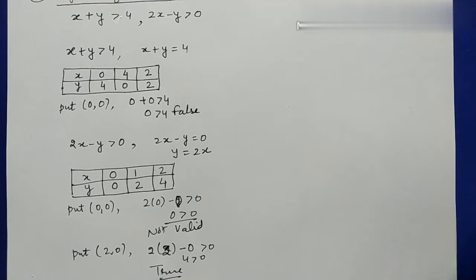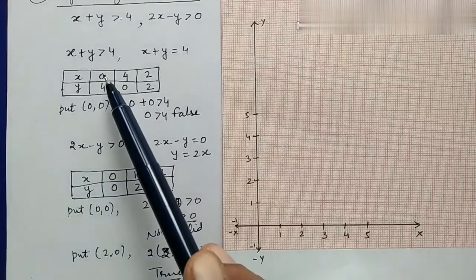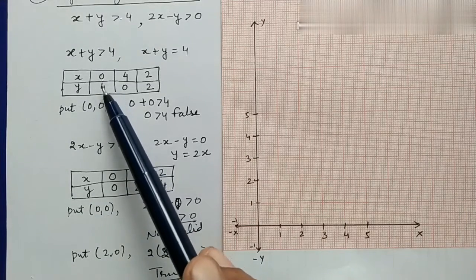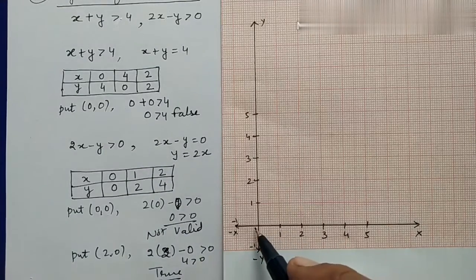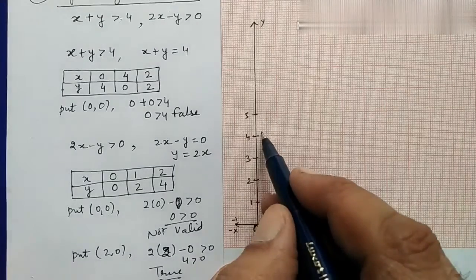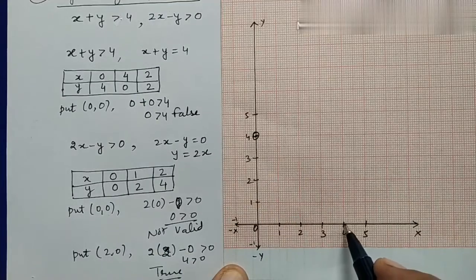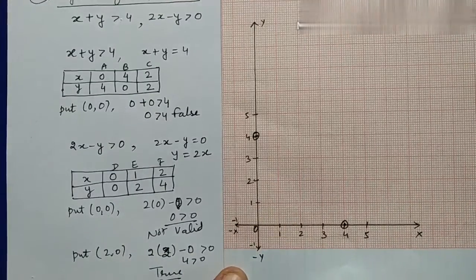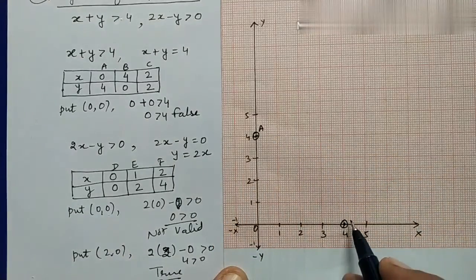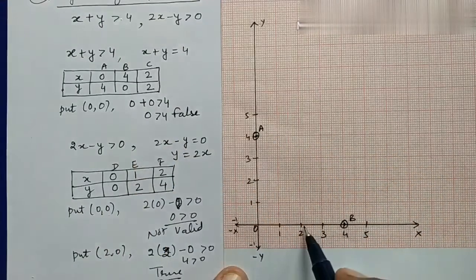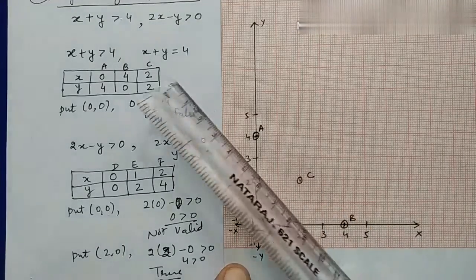Now we will draw the graph. On this graph we can check 0 and 4. The first point is 0 and 4. Look here, x is 0 and y is 4, so we have this point. The second is 4, 0, where x is 4 and y is 0, we have this point. Here 0, 4 is A point and this is B point. C point is 2, 2, where x is 2 and y is 2, this point. This is C point, and now we will join.